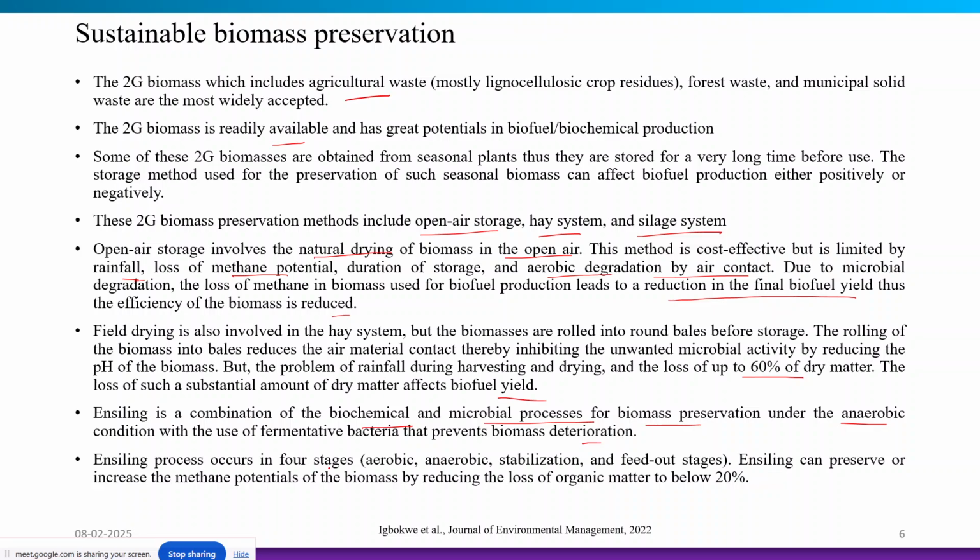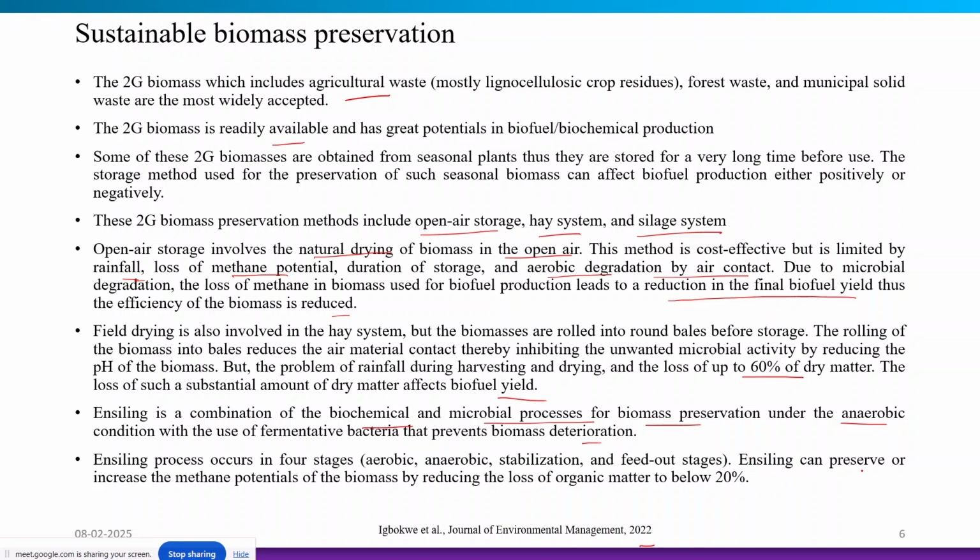The ensiling process occurs in 4 stages. First, an aerobic condition is maintained, then an anaerobic condition is maintained, then stabilization is achieved, and the last one is the feed out stage. The details of each of these processes are discussed in detail in this journal that I have given the reference for here. You can refer to this journal and read about how the ensiling processes occur in these 4 stages. Those are perfectly described in this journal.